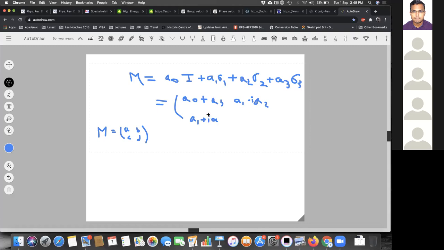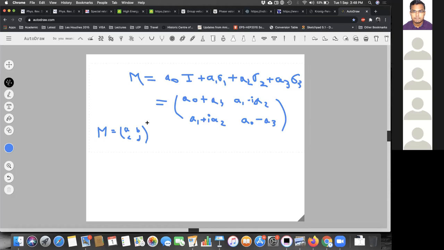So this is the meaning of this equation, right? And A0 minus A3. So this is your aim. Any arbitrary matrix, if you write it in this way, this is how it looks, right?